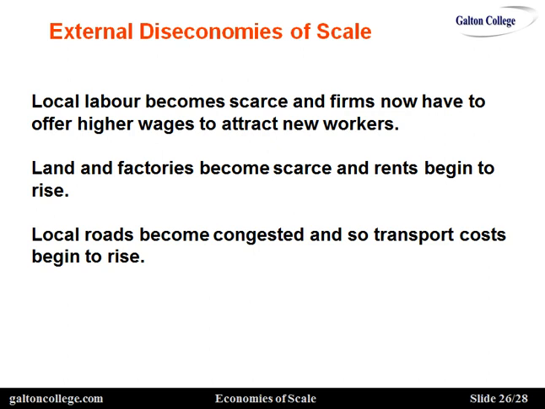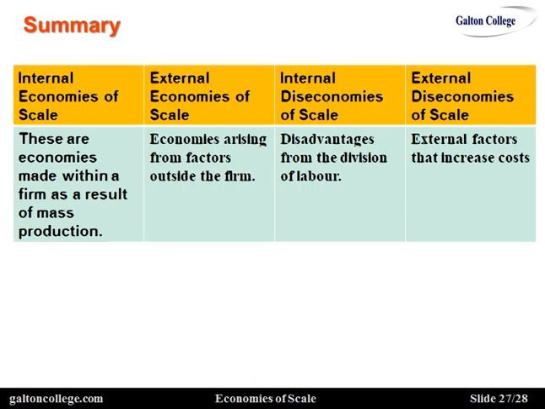So we have internal economies of scale, we have external economies of scale, internal diseconomies of scale and external diseconomies of scale. 4 components. In summary, the internal economies of scale, well, these economies made within the firm as a result of mass production. So the company grows, it's able to cut the cost of borrowing, it's able to have specialist research and development, specialist labour and so on, all of which heads towards reducing unit costs.